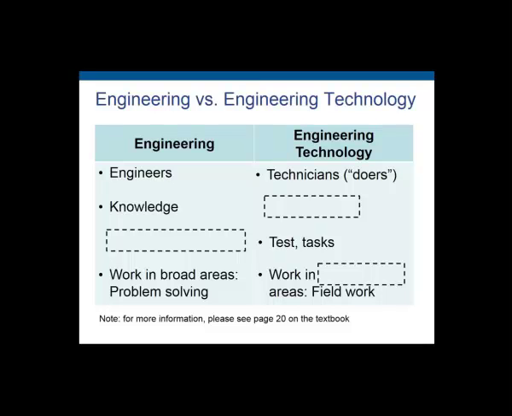In engineering, we call them engineers. In engineering technology, we call them technicians or doers. Engineering emphasizes knowledge, and engineering technology emphasizes hands-on skills. In engineering technology, the task is design and development. In engineering, people work in broad areas, on problem solving, and in engineering technology, they work in more specialized areas, more field work. Okay?